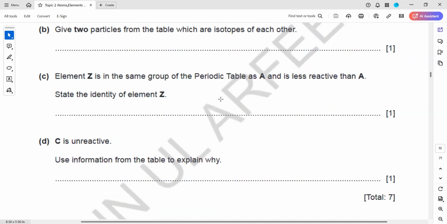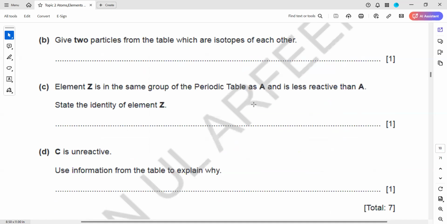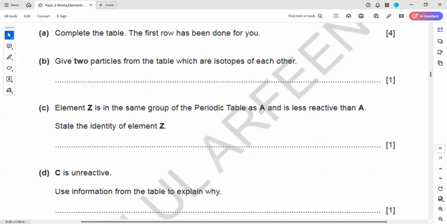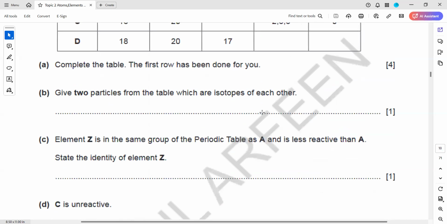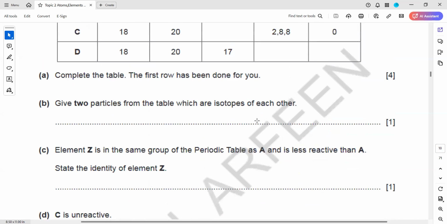Element Z is in the same group of the periodic table and is less reactive. We'll skip this part because it is related to the reactivity of metals. Usually when we go down the group, reactivity increases.